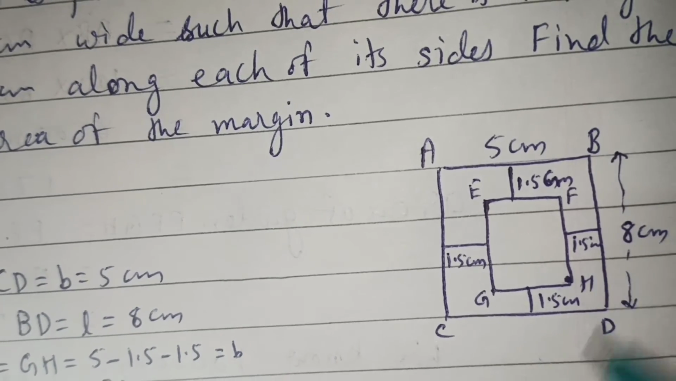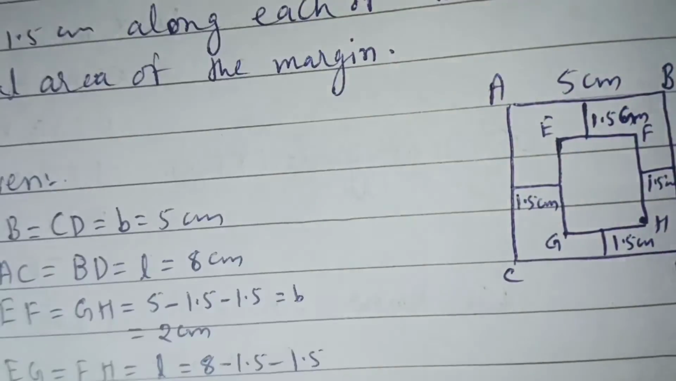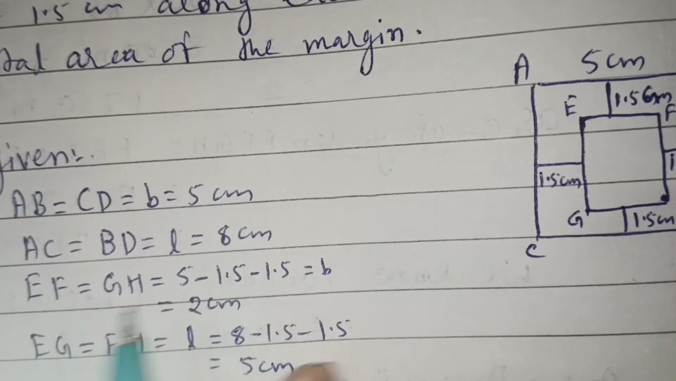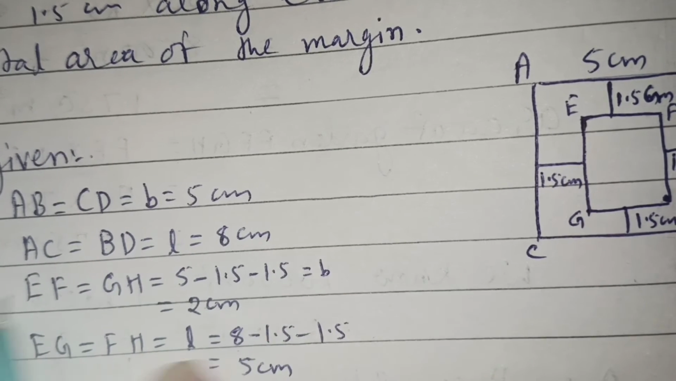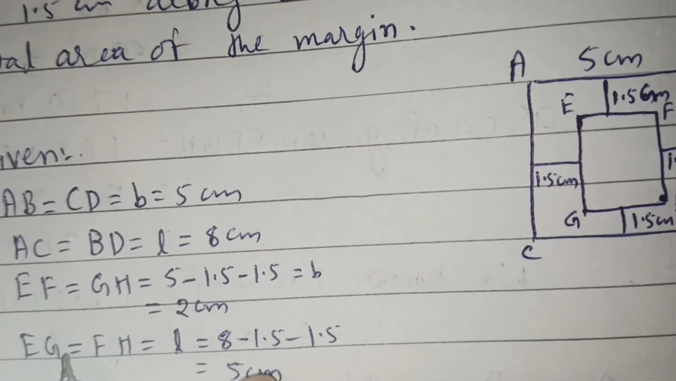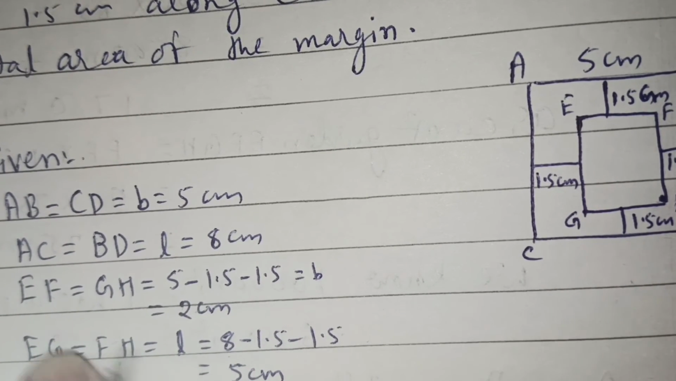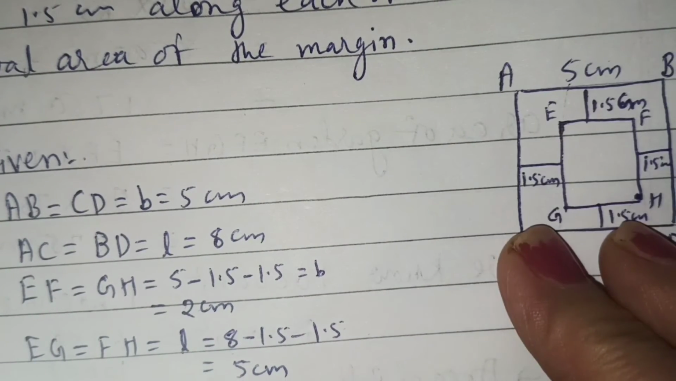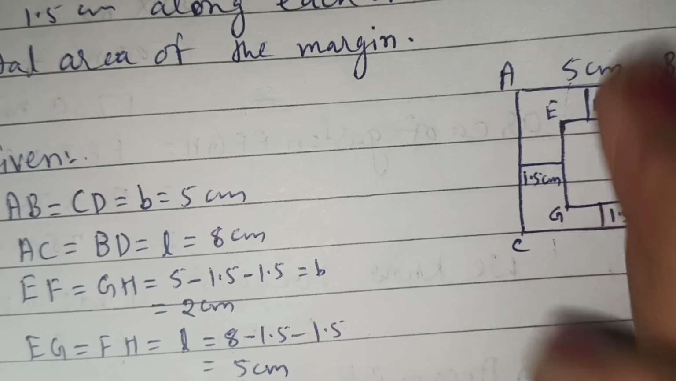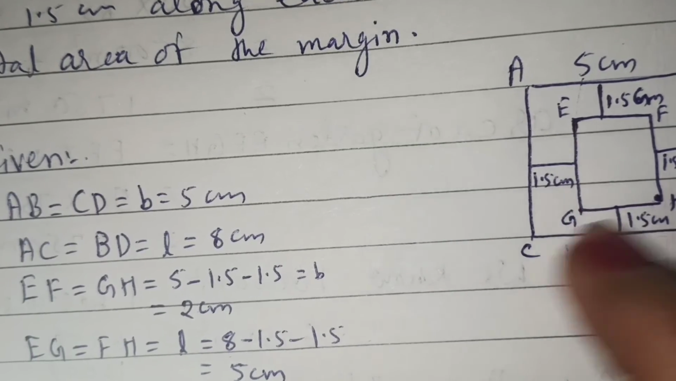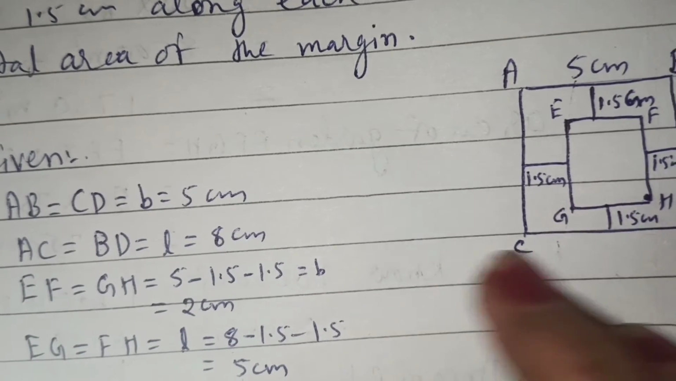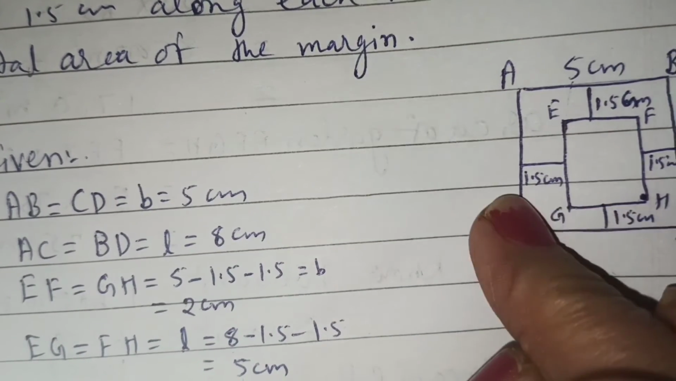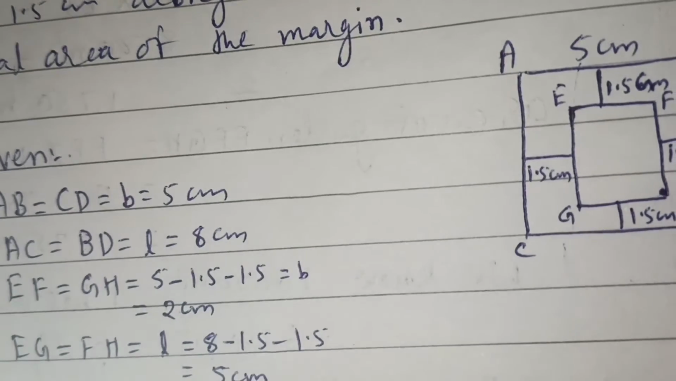And the same way we will write the given first. What is given? AB is given this, AC is given this. We have written this. And after that, when we find EG or EF, from this length we will subtract 1.5 on both sides. And here, when we find GH, from CD we will subtract 1.5 on both sides, and we got the answer like this.